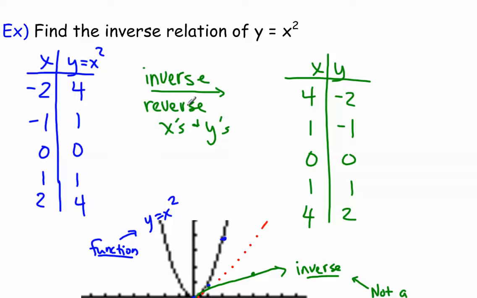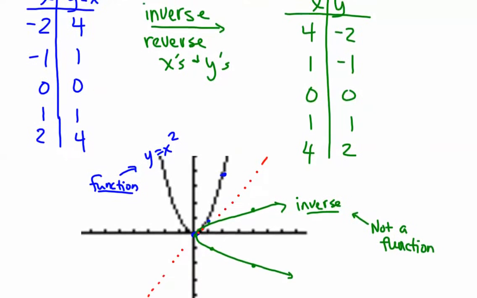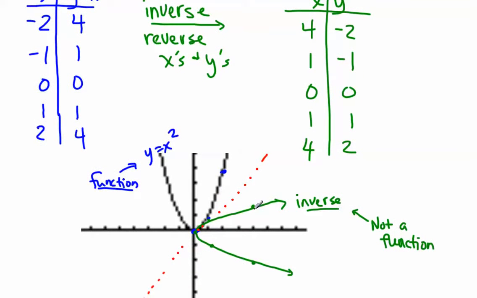The inverse, though, means I'm going to reverse all those x's and y's. So I don't have to have an equation. I've got my table here, and I just rewrite the ordered pairs reversed. So my x is now 4, and my y is now -2. Okay, and if I want to see that graphically, I would just label all of those points. So here's 4, -2, and then here's 1 and -1, 0, 0, 1, 1, and 4, 2.